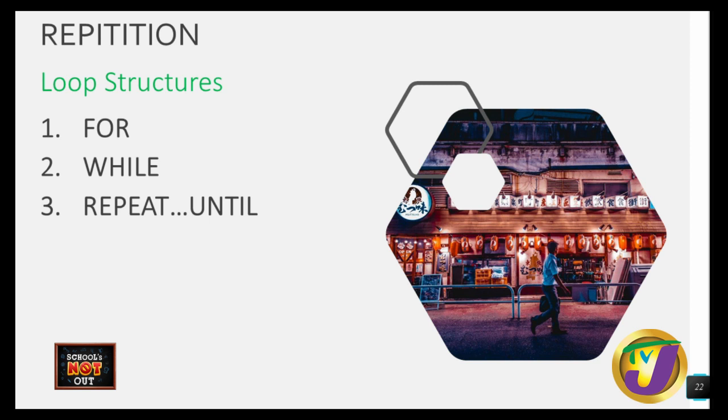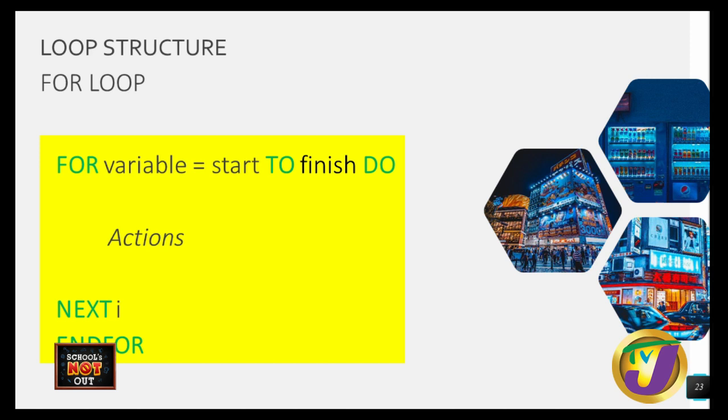And so the for is considered to be a definite repetition, a definite amount of repetitions. And while and repeat are more or less indefinite. So let's jump quickly to the structure of the for loop. The structure of the for loop is as follows. For some variable equal start to finish do. Then we have a number of actions inside, next i, or next variable n.